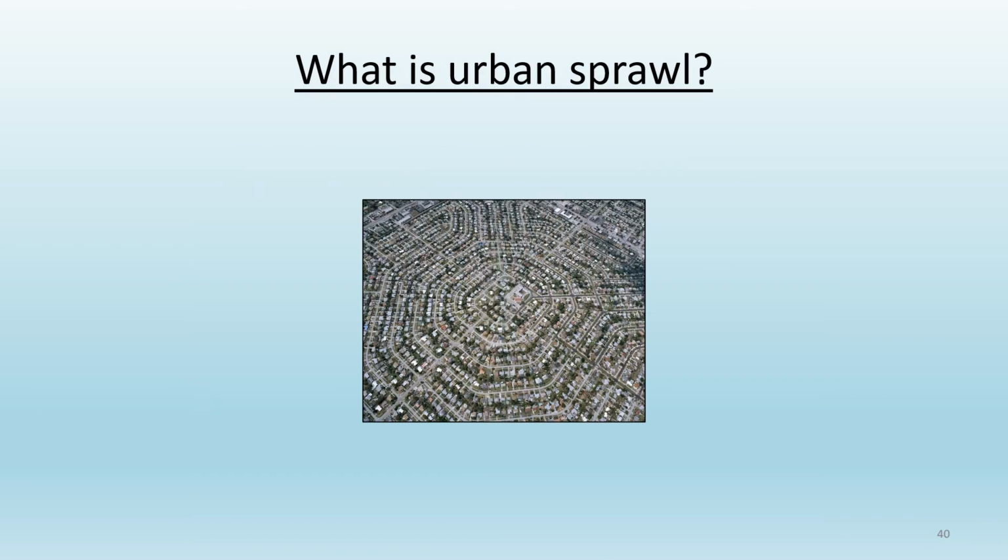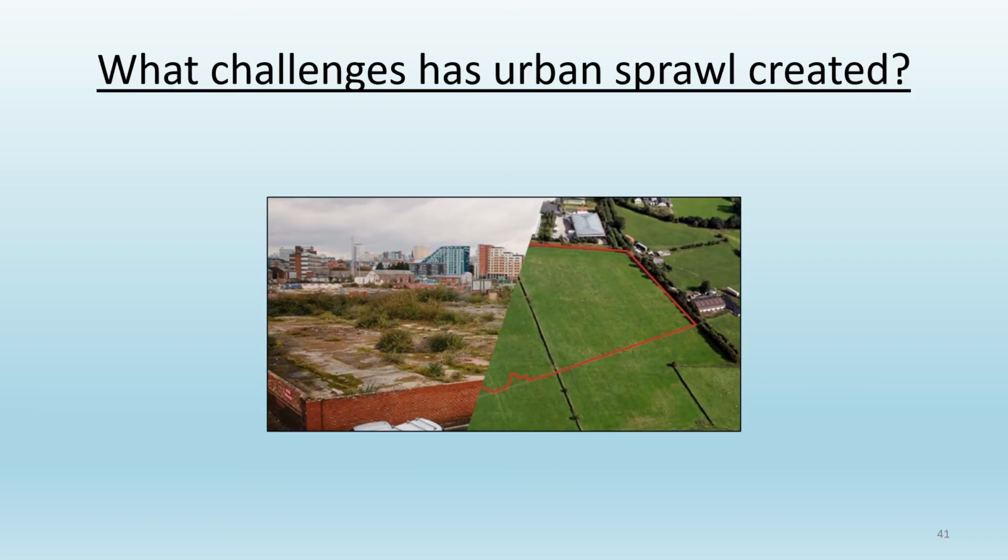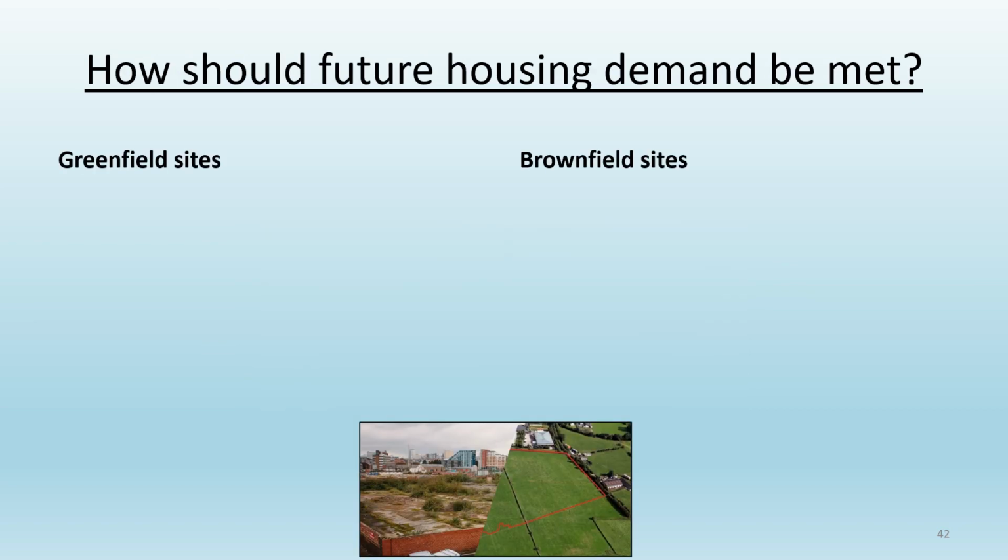What is urban sprawl? Urban sprawl is the outward movement of a city due to urban growth. So it is the spreading outwards. And that can be bad because it's actually going to destroy green landscape. To overcome these challenges, we can do 2 things. We can build on greenfield sites and we can build on brownfield sites. And there's both positives and negatives to each of these.